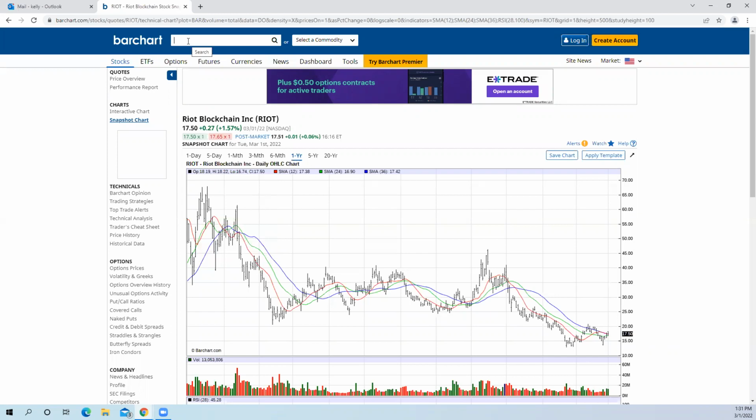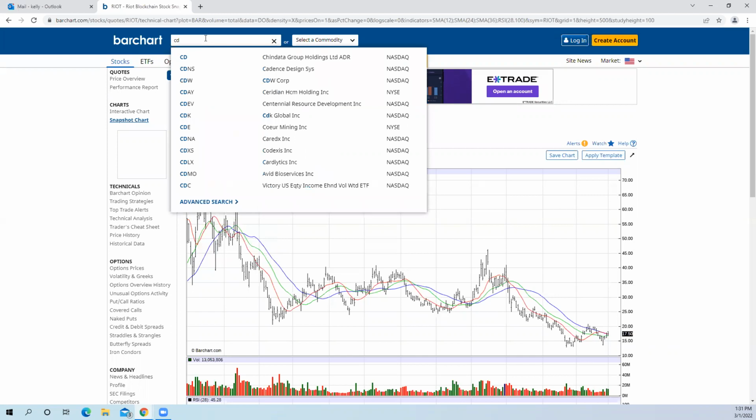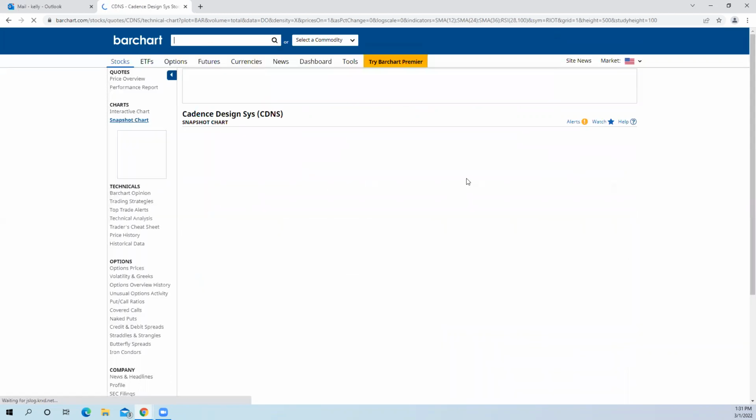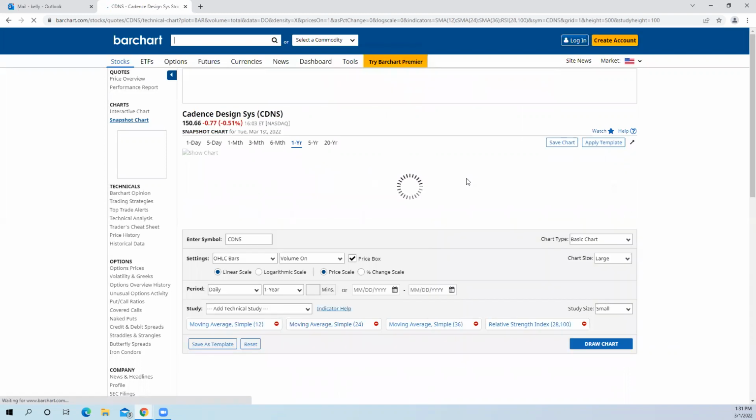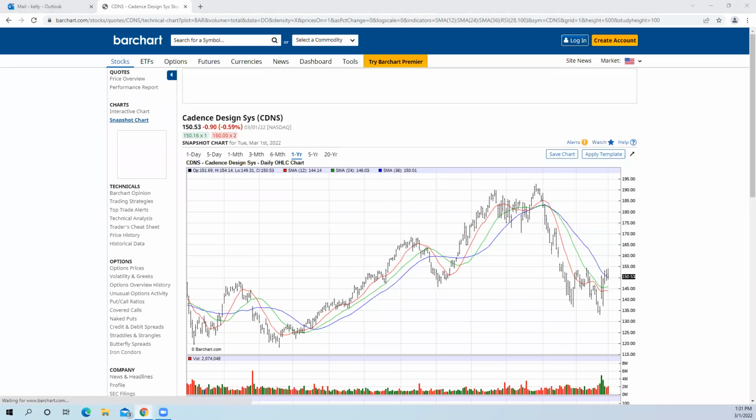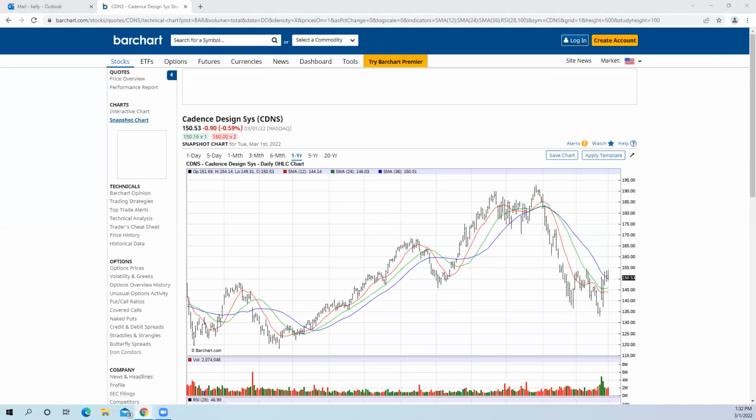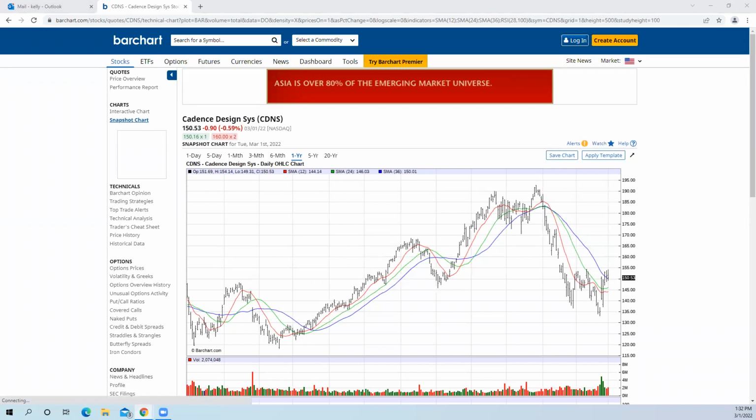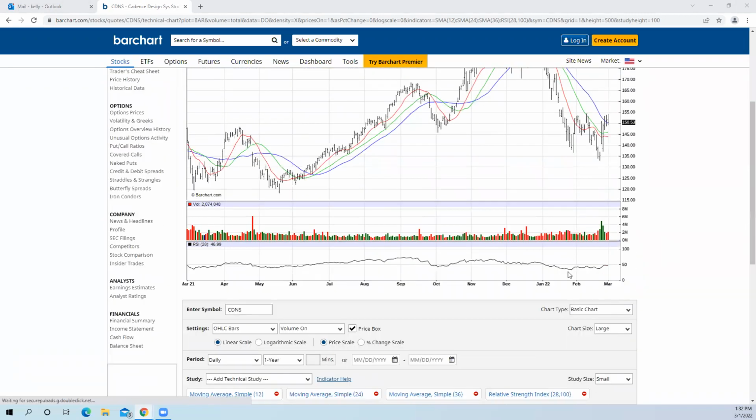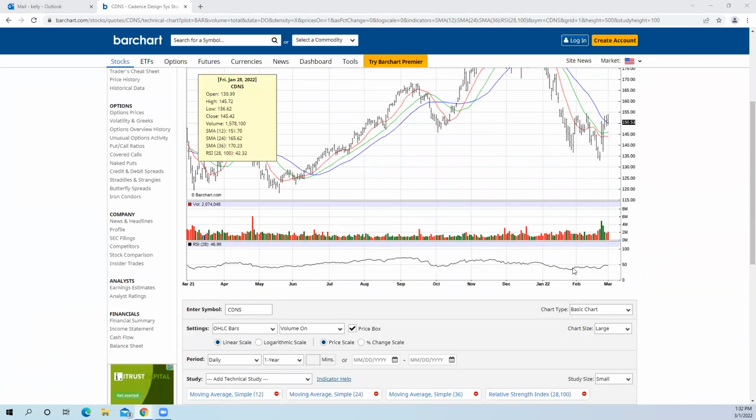Let's go to the next one up, CDNS. All right, this is Cadence Design. And this is another one that was in the tank here from 190 all the way down to 135. It made a new low. What did the RSI do? RSI did not make a new low. So that's a little bit of a divergence.